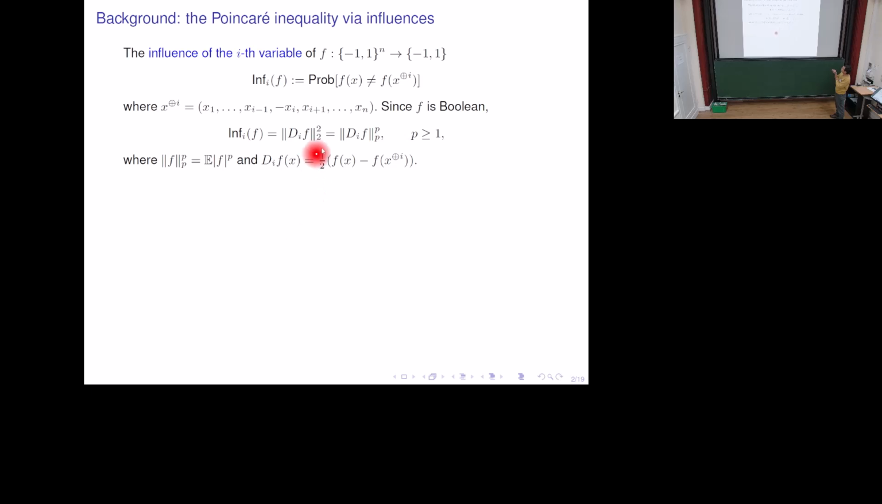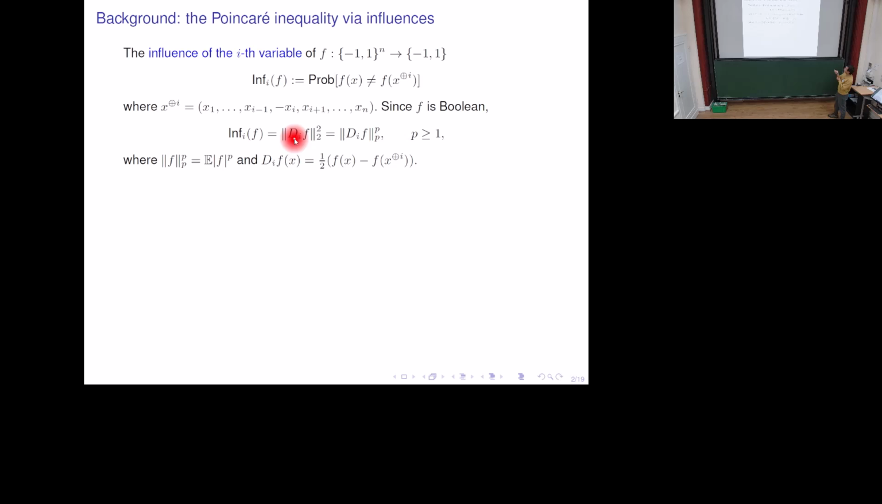So you have a Boolean function on the n-dimensional discrete hypercube. Then the so-called influence of the ith variable of the function is defined to be the probability that the value of f changes when you flip the ith coordinate. So here again, the probability is with respect to the uniform probability.